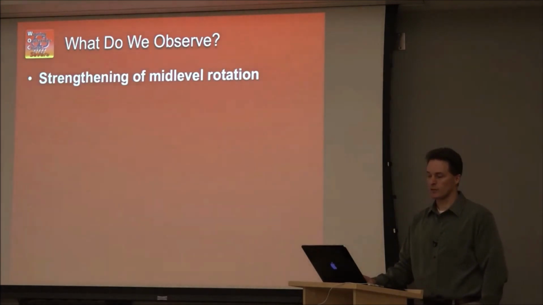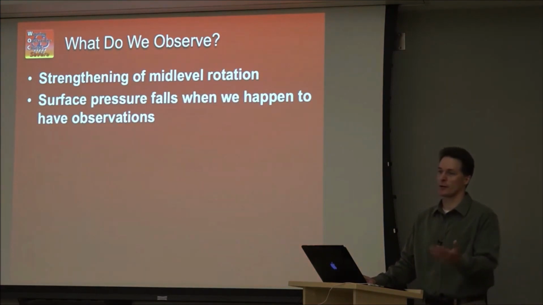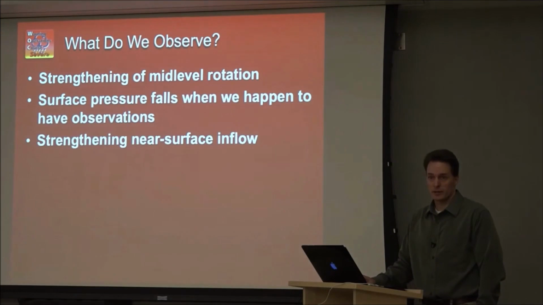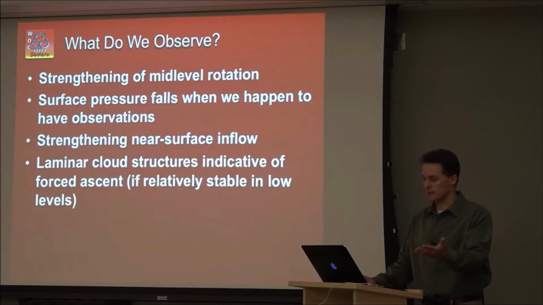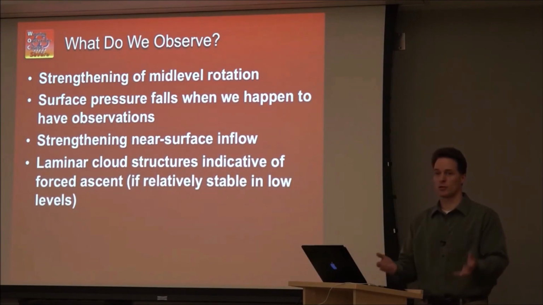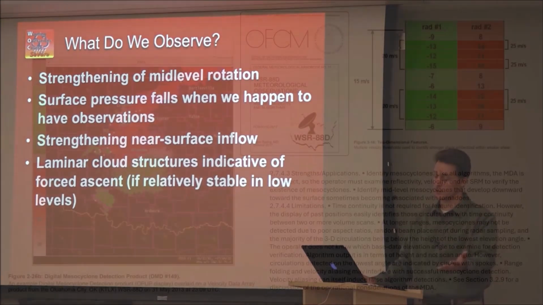So what do we observe? We tend to see the strengthening of mid-level rotation first. We get surface pressure falls if you happen to have fortuitous observations. Maybe somewhere like Oklahoma or West Texas, you might have a mesonet site, and you'll see noticeable pressure falls. We'll get strengthening near-surface inflow in response to that. And then you'll see the laminar cloud features. So you'll have accelerated inflow, strong forced descent. And on the storm scale, you're seeing a response, that whole positive feedback related to the pressure perturbation as it strengthens, and especially as it gets closer to the ground.